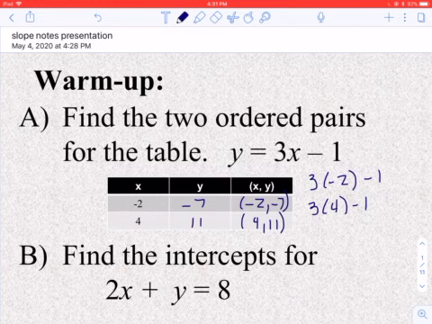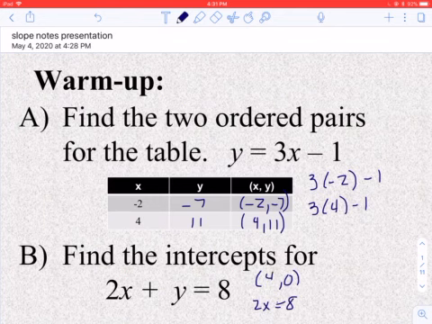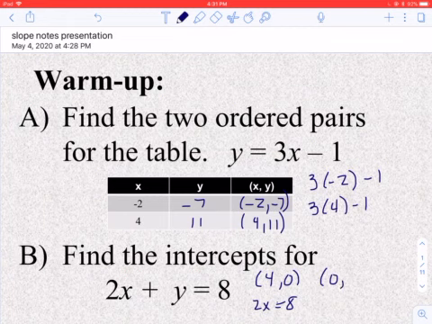The two intercepts are when x is equal to 0 and y is equal to 0. So the y-intercept is when x is equal to 0, and the x-intercept is when y is equal to 0. So I want when y is equal to 0, I have 2x is equal to 8. So divide both sides by 2, x will equal 4. The y-intercept is when x is equal to 0. That gives me y is equal to 8.